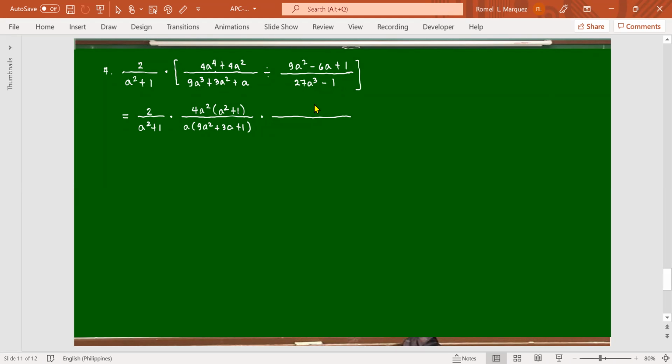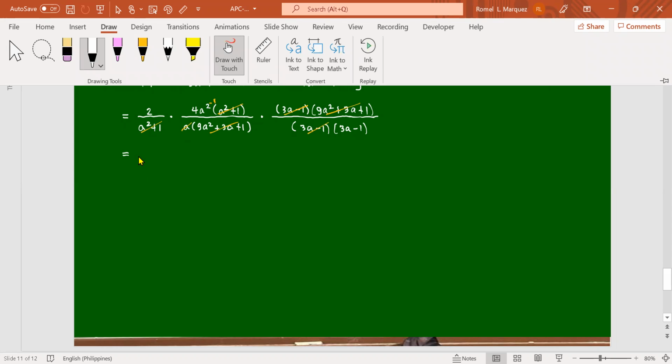27a cubed minus 1 all over 9a squared minus 6a plus 1. But 27a cubed minus 1 is factorable into, so that is a difference of two cubes, 3a minus 1 times 9a squared plus 3a plus 1. The new denominator is factorable into 3a minus 1, 3a minus 1. Am I correct, guys? Or 3a minus 1 quantity squared. Correct, children? Oh, can I do cancellation now, guys? This and this. This and this. This and this. Oh, what else? No more. Okay, so we have 2 times, there is still 1a, no? Cancel a here, minus 1 the exponent. Get it, guys? Guys, the denominator is what?